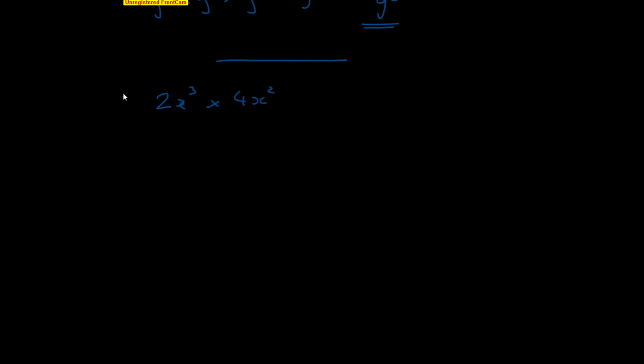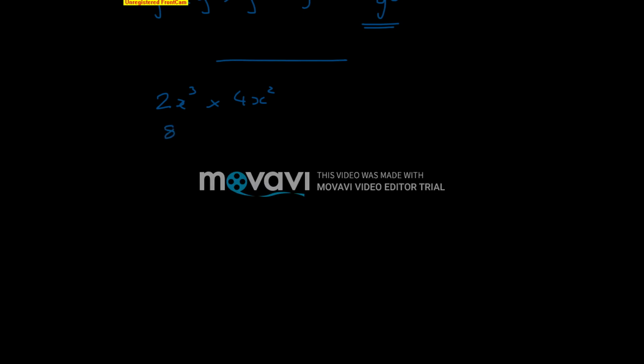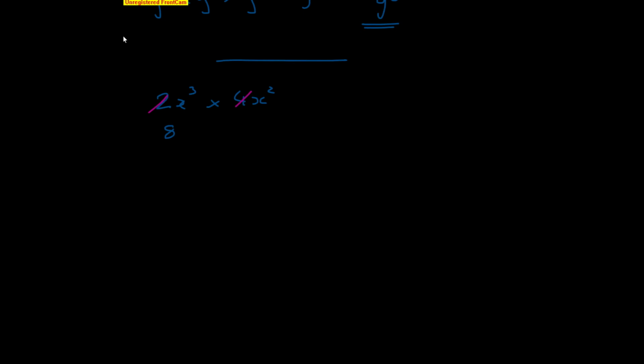Now what if there's an integer in front of these numbers? Let's just draw a line under that. What if now I said we've got 2x cubed multiplied by 4x squared? Well, you would just do the same thing, except the integers follow the integer rules. So we know that 2 times 4 is going to give us 8. We've done the 2 times the 4, that's good. And then we just do the same rules for the indices that we just did. So x to the 3 times x squared is going to be x to the 5.